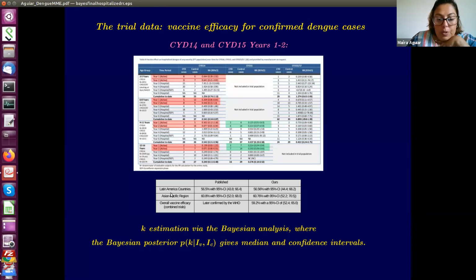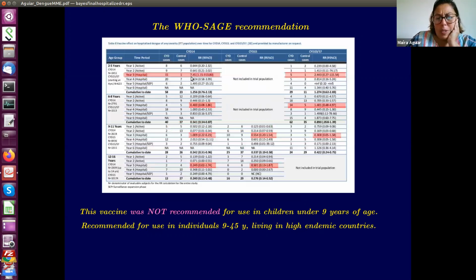We could compute that, and here there is the one for Latin America and for the Asia Pacific. They have published this value of overall vaccine efficacy, and that's what we got from our Bayesian approach. So we estimated K via the Bayesian analysis, where this gives the median and the confidence interval, and we were really close to what they published in terms of data. Okay, good. But when I look at year 3, we see that the relative risk is much higher than 1. So there was something going on here.